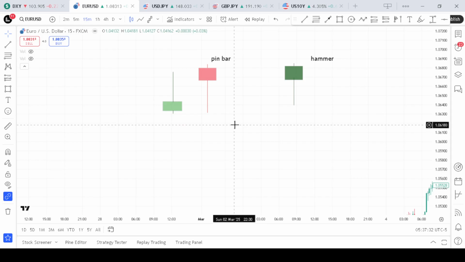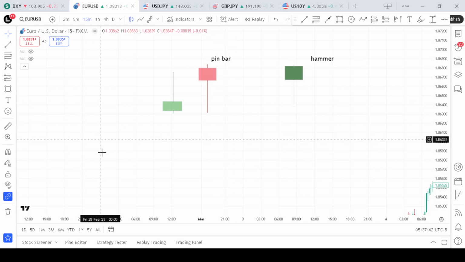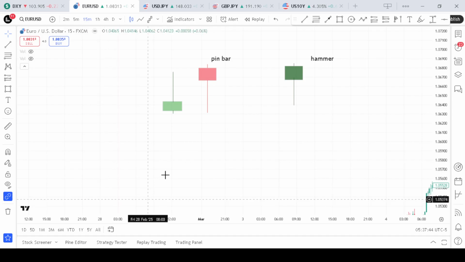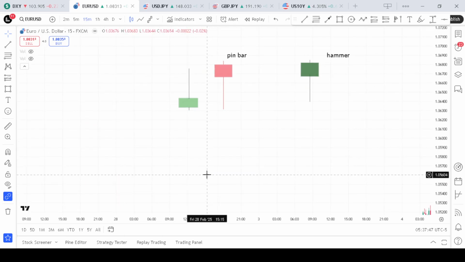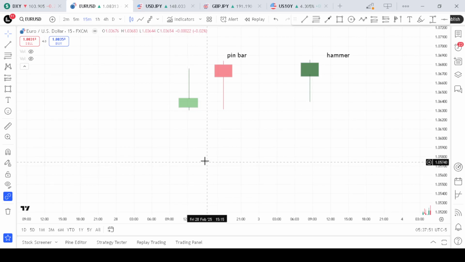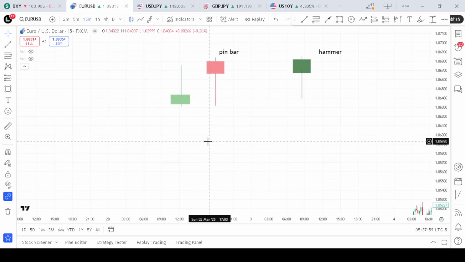And in today's video, we are going to be talking about two essential candlestick patterns. The first one is the pin bar and the hammer candlestick pattern. These patterns are crucial for identifying potential market reversals and can significantly improve your trading strategy. By the end of this video, you will understand the key differences between these patterns and how to effectively use them in your trades. So let's get started.